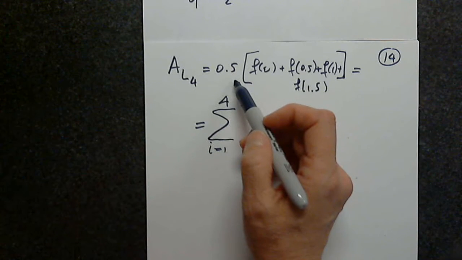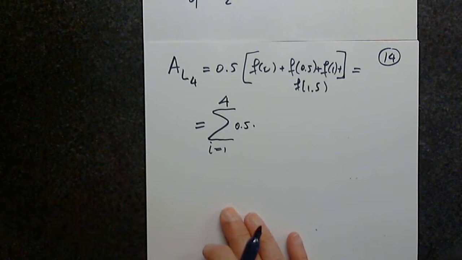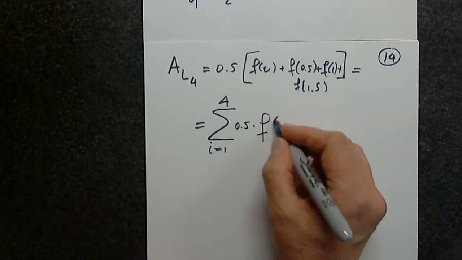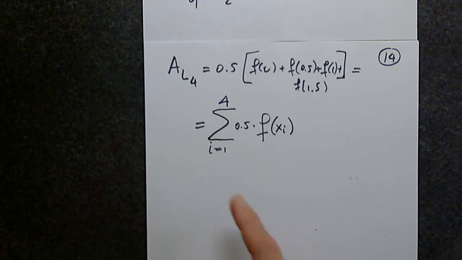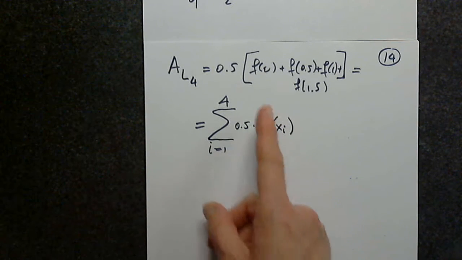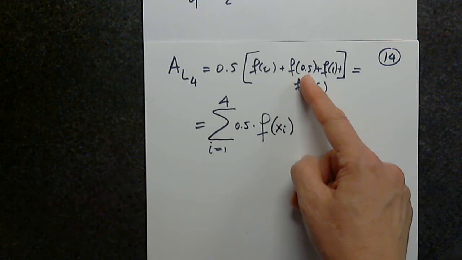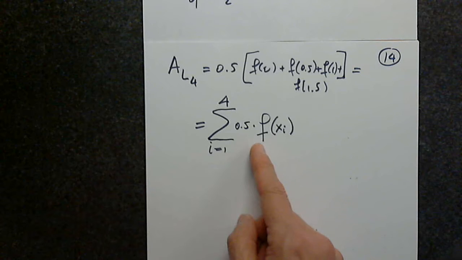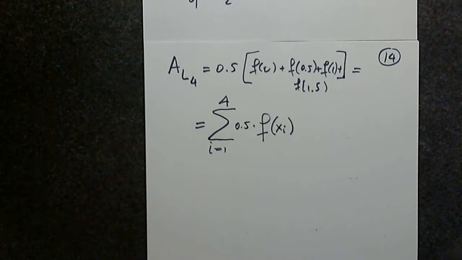From this, 0.5 times f of x_i. Because when i is 1, we get 0. When i is 2, we get 0.5. When i is 3, we get 1. And when i is 4, we get 1.5.